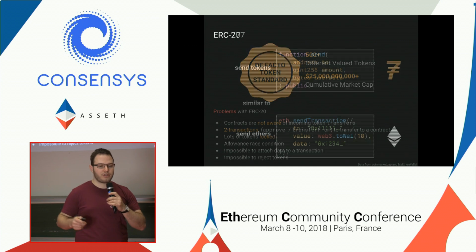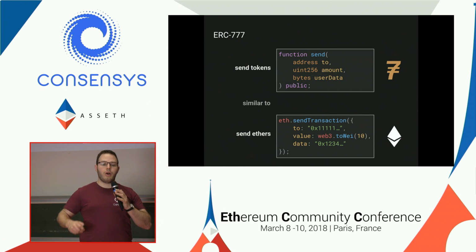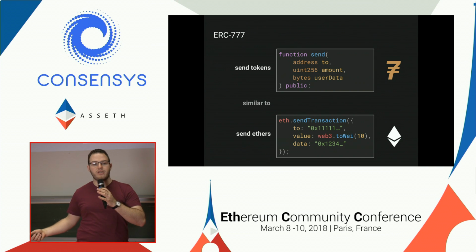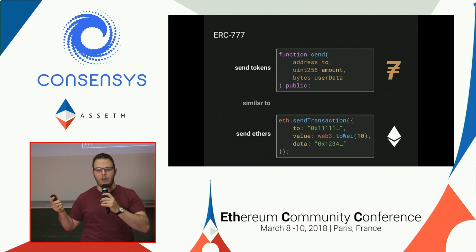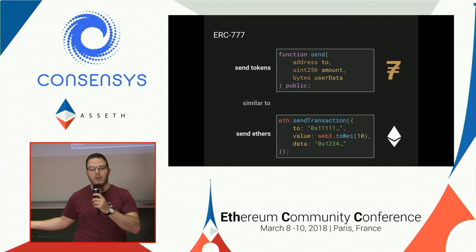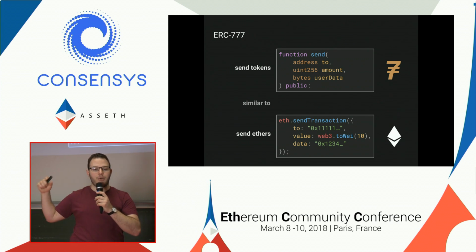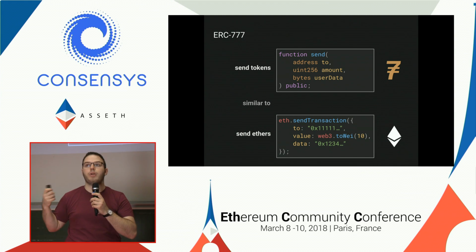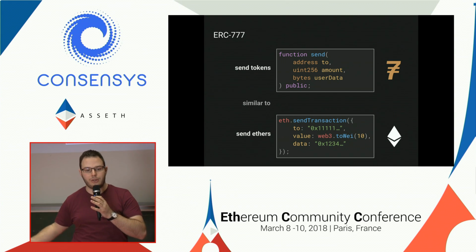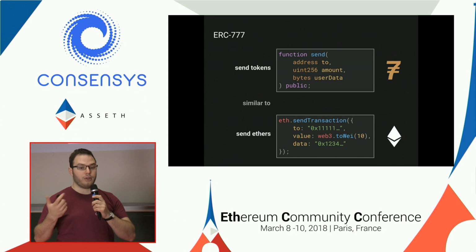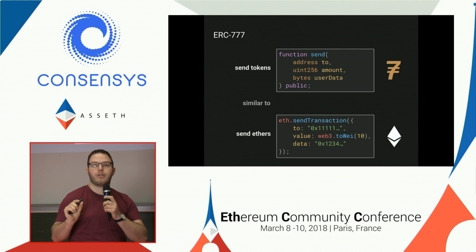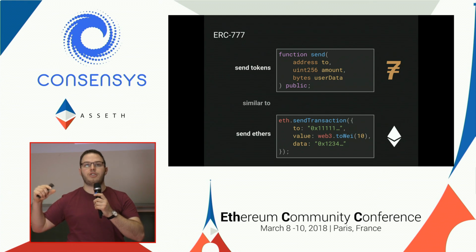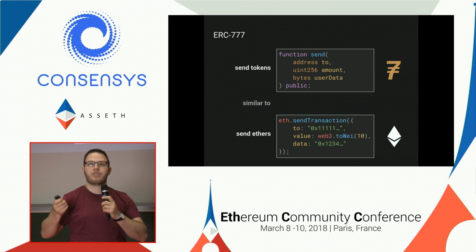And to fix all of this, we have ERC 777. One of the key goals is to have a send method very similar to the Ether send transaction method. So we have a to, an amount, and then some data you can attach there. So you are able to attach variable-length data to your transactions. Another difference is that, thanks to this different name, you don't confuse the send of 777 with the transfer of ERC 20. So you know what standard and which method you're using.